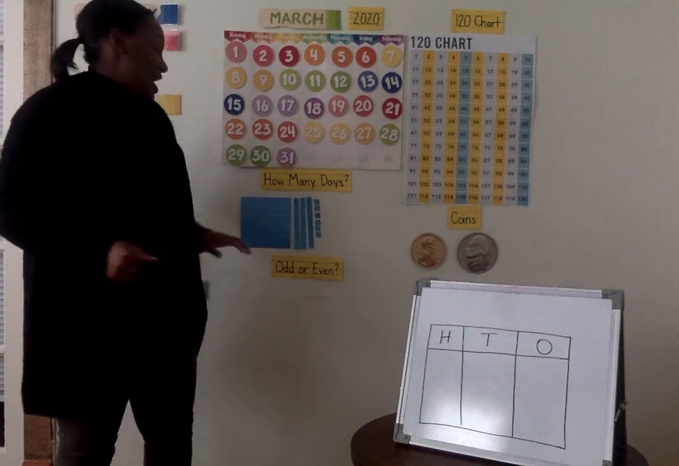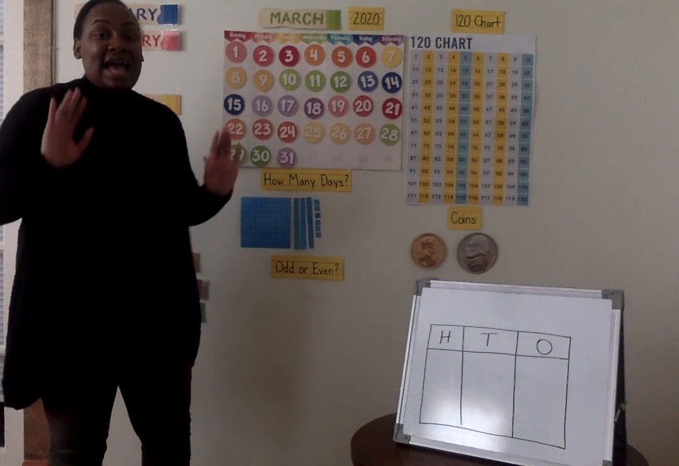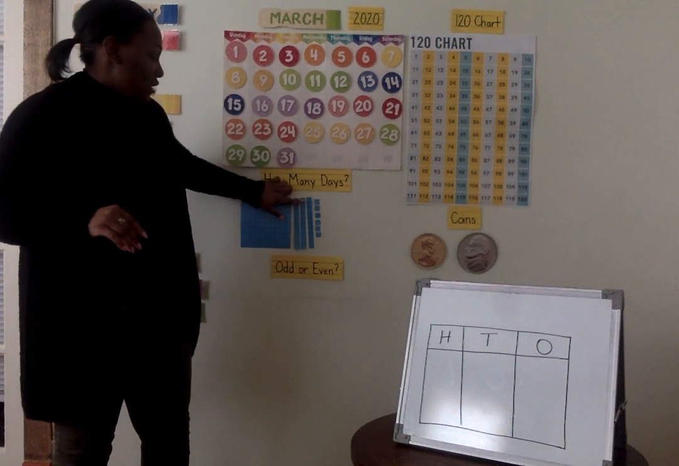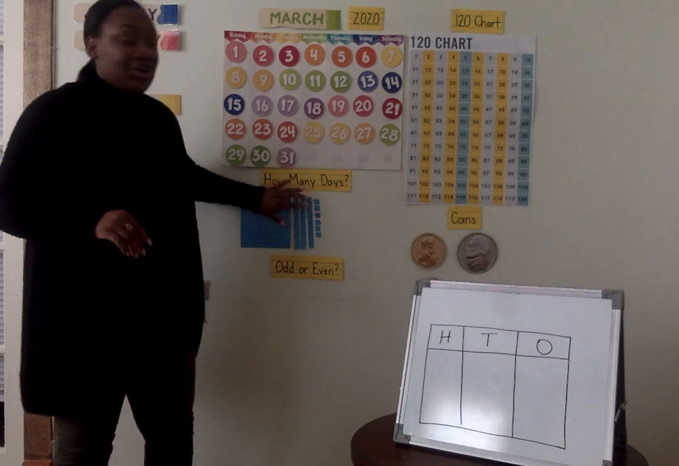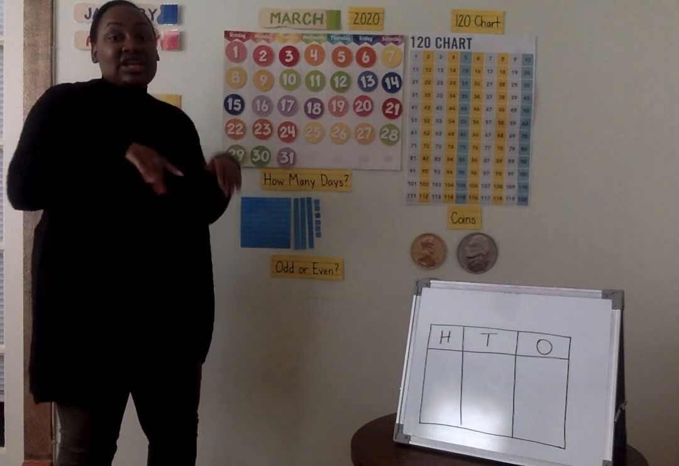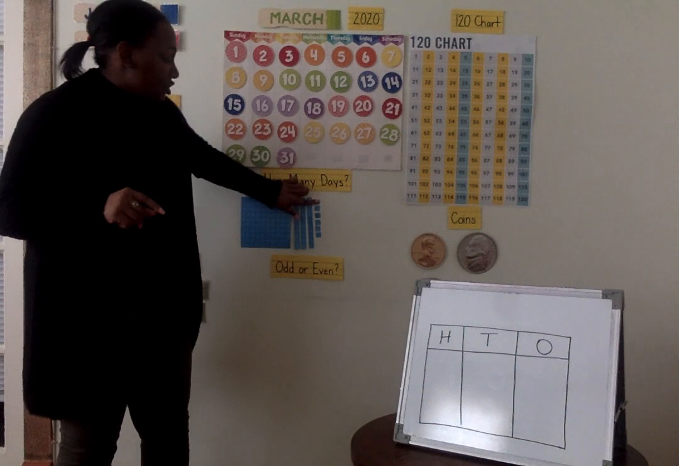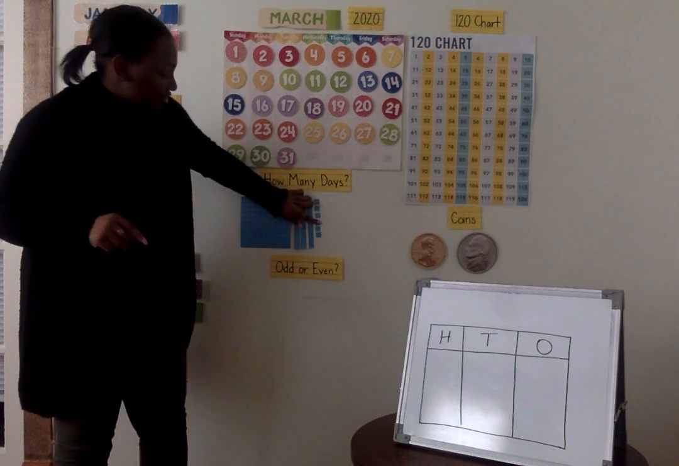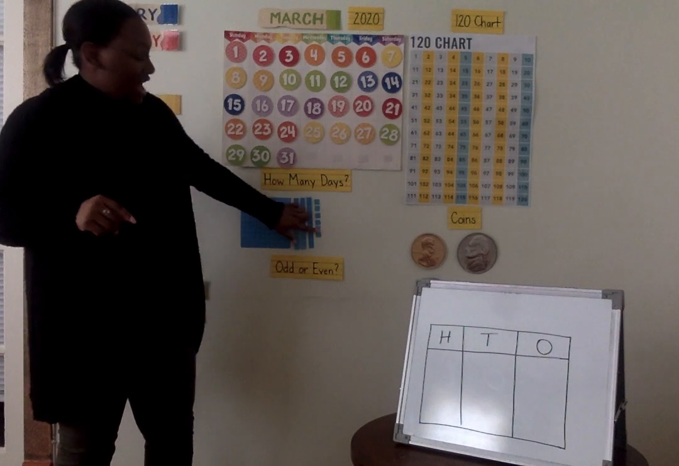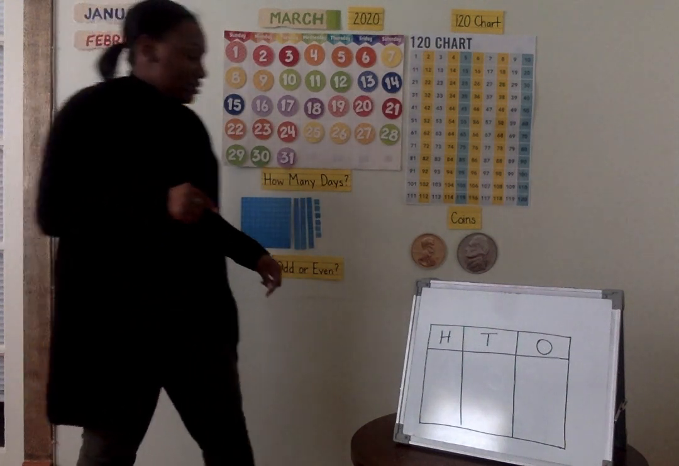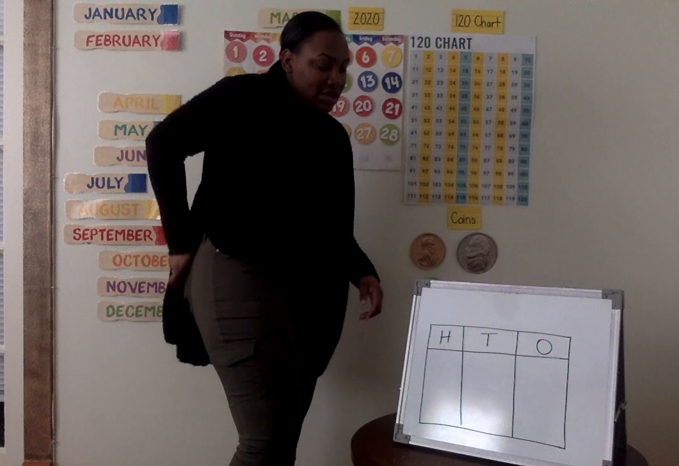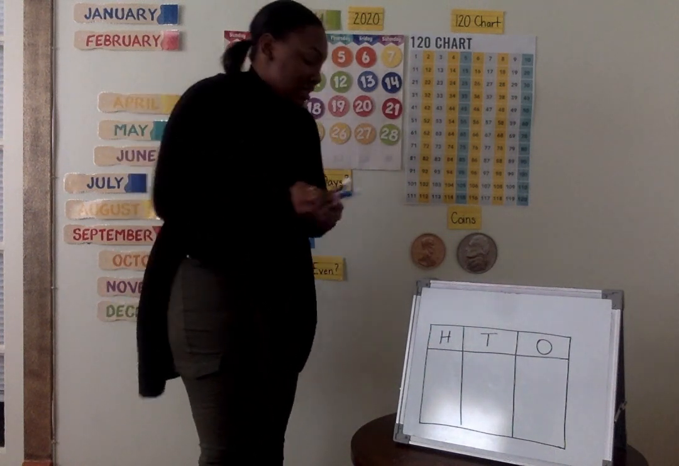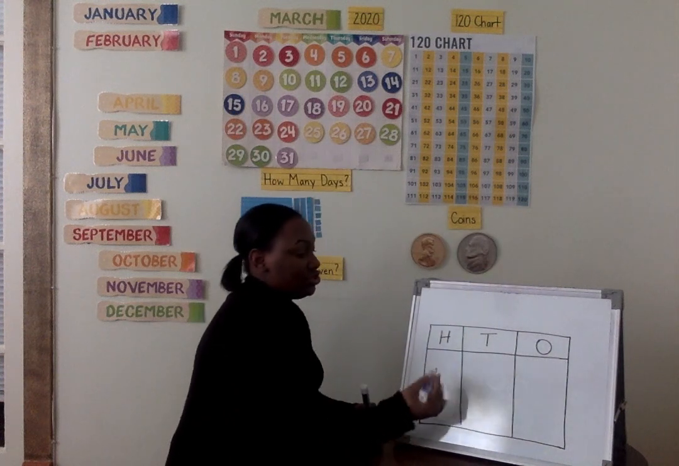Count with me, get ready. 100, stop, switch, count by tens. 110, 120, 130, stop, switch, count by ones. 131, 132, 133, 134, 135, 136. Let me go ahead and write the number 136 on my hundreds, tens, and ones chart.